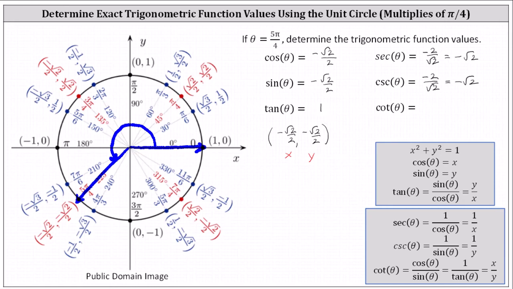And then finally, cotangent theta is equal to the reciprocal of the tangent function value, or x divided by y. And again, because x and y are equal, x divided by y is also equal to positive 1. It's also true the reciprocal of 1 is also 1. Cotangent 5 pi divided by 4 equals 1.